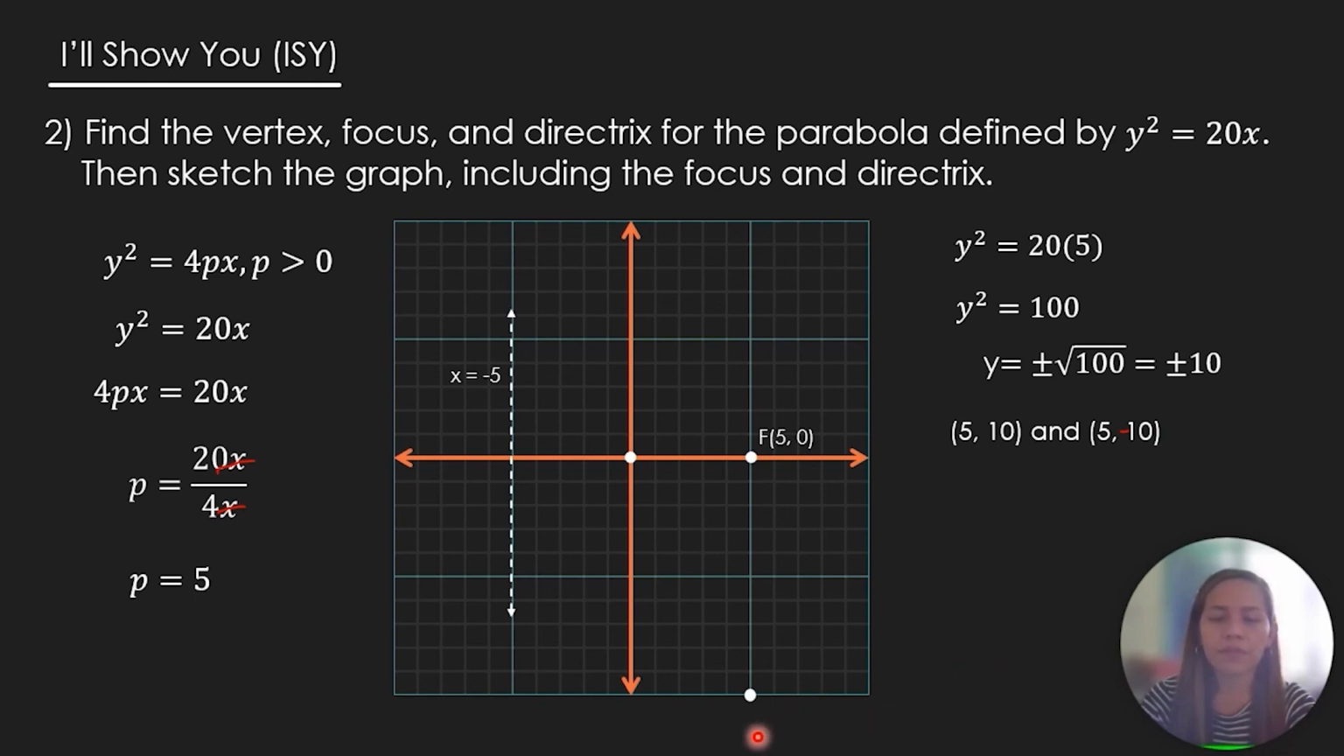So we have this point, represented by (5, negative 10), and then this is for (5, positive 10). That means from this vertex, I can draw a graph like that, and it will be like that one. So that's how the graph looks. So that's it for this topic, the introductory topic in parabola, wherein our vertex is at the origin.